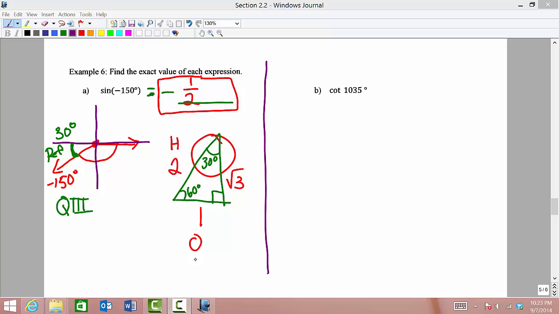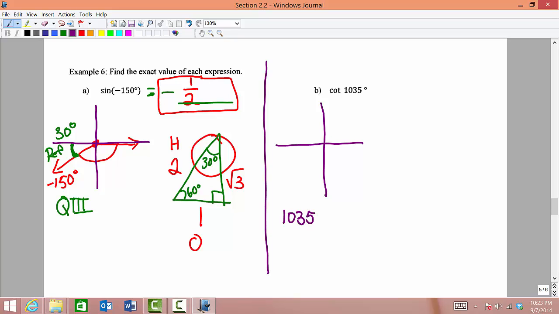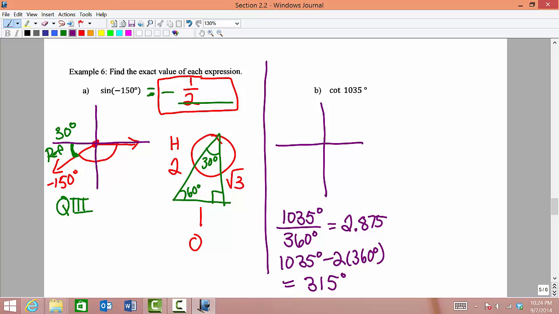Now we want to find cotangent of 1035 degrees. So first we will graph our angle. Before I do that, I notice that I have more than one complete rotation. So let's find out how many complete rotations we have. We will divide by 360. In my calculator, I get 2.875. That means I have 2 complete rotations. So I will subtract 360 twice. And when I do that, I get 315 degrees.